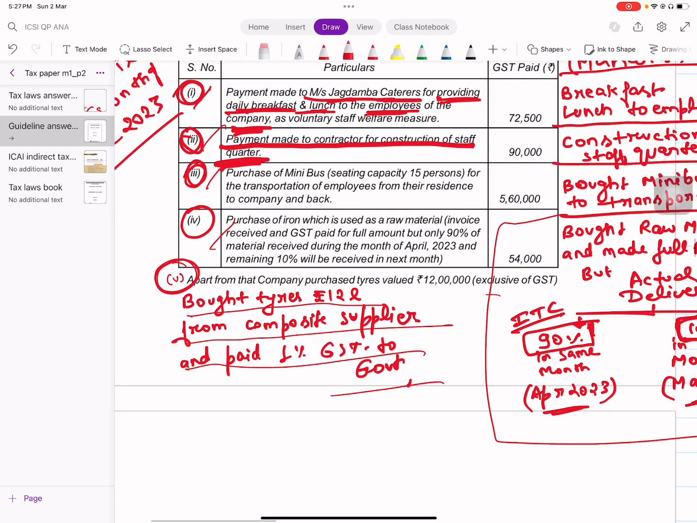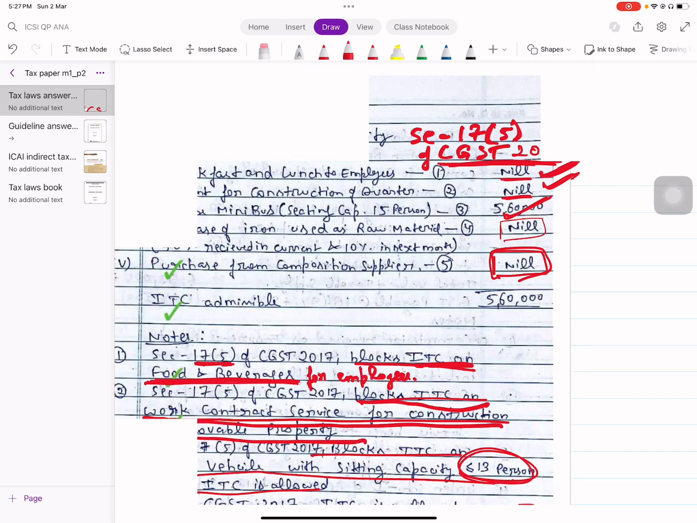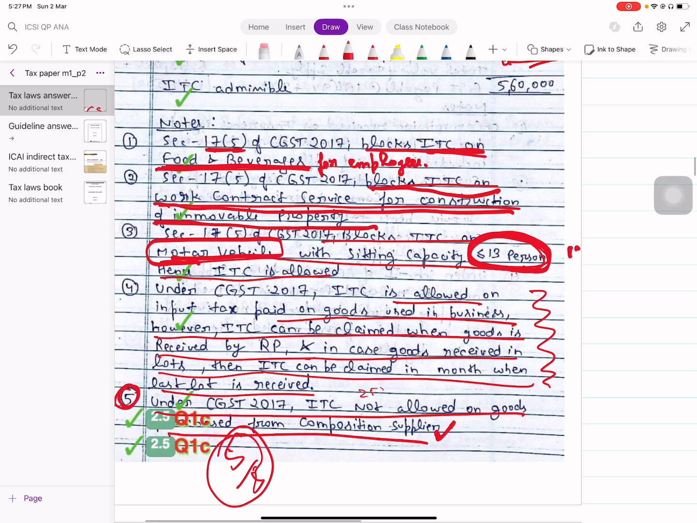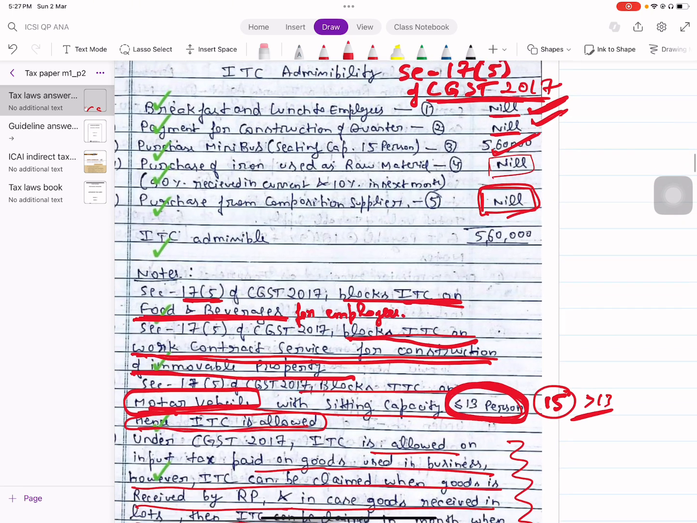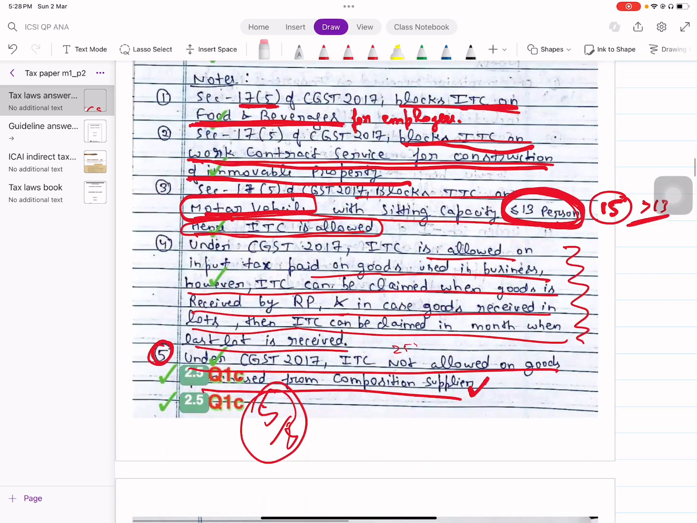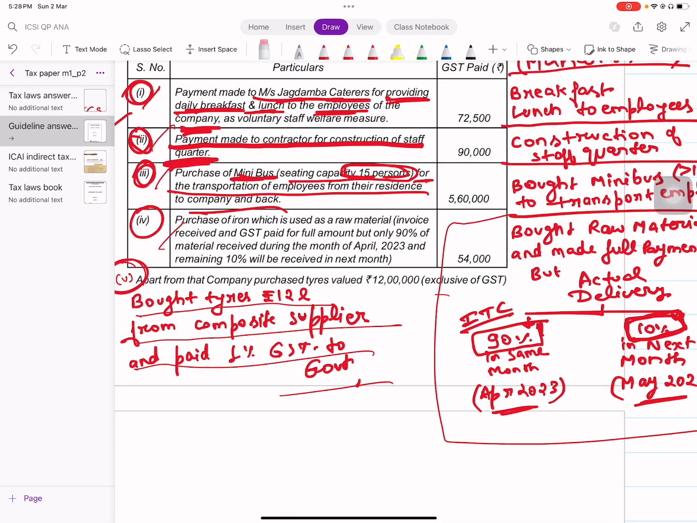Point third, purchase of a minibus with sitting capacity of 15 persons for transportation of employees. Under section 17(5), ITC is blocked on motor vehicles with sitting capacity less than or equal to 13 persons. But in our case, it is 15, that is more than 13, and hence ITC is allowed. So that's why I have written the 5,06,000 here, as ITC is allowed in full. Now, fourth point.